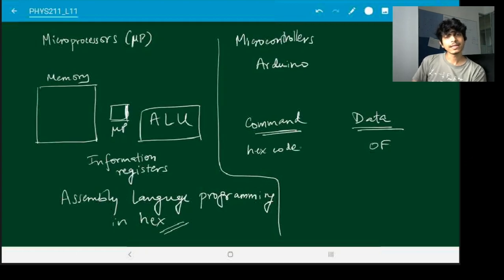So typically in a longer electronics course, we would also have one module on actual assembly language programming, but because of shortage of time, we can't do that over here. If you're interested, you can look up various texts. I can suggest some books to you, and you can take your microprocessor programming on from there.